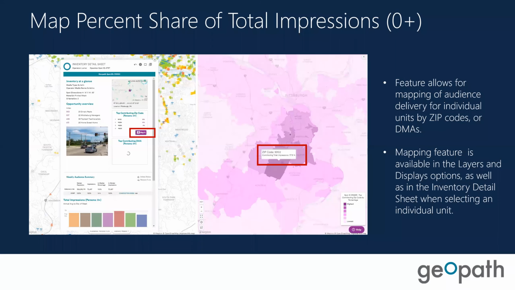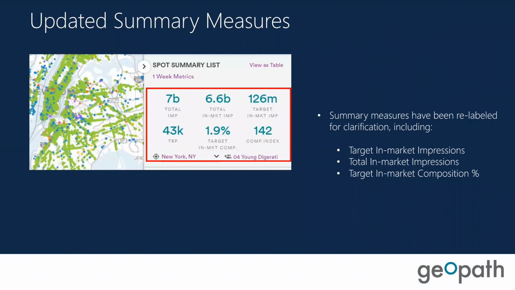And then I think there's only one more. Yep. So also, you may have noticed recently, and this is a cropped screenshot of the Explore module, or when you're looking at inventory, we've added some summary measures, and relabeled a number of them for clarification purposes as well. So again, with any of this, if you do have any questions, always reach out.